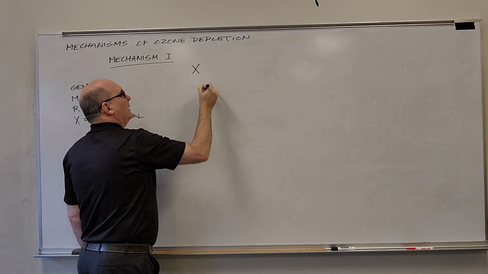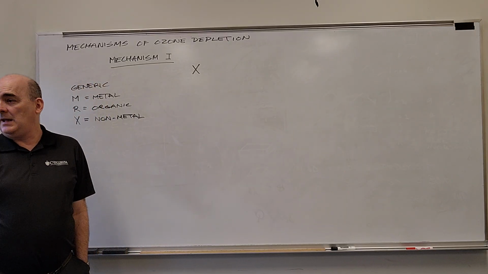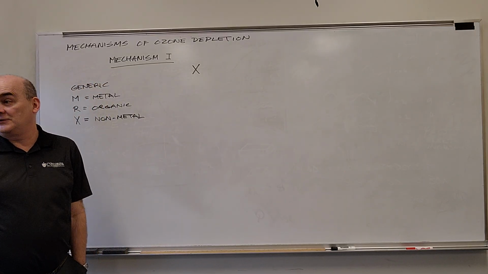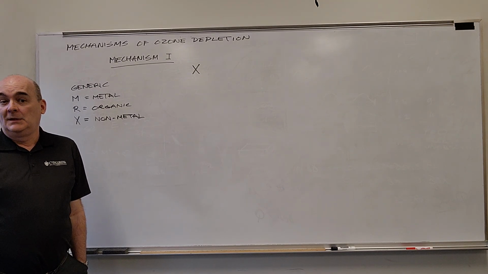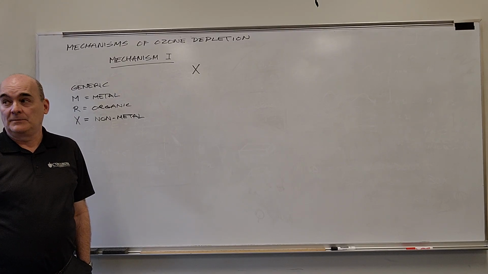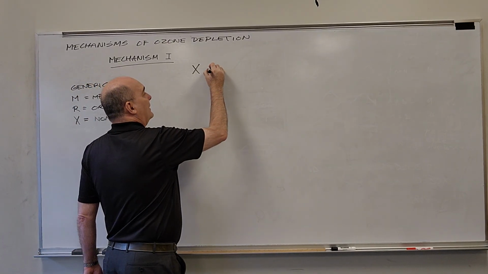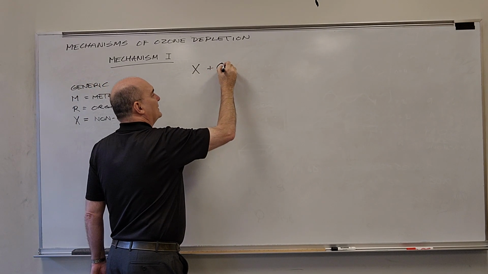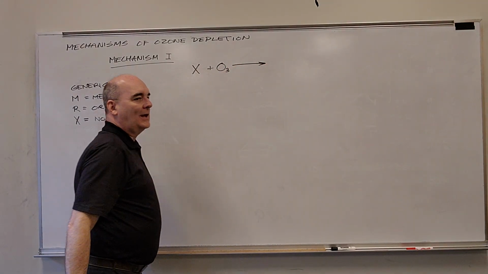Some currently unnamed non-metal elements. Probably chlorine. The big one that we're going to spend time assessing the environmental impact of is chlorine. But it doesn't have to be. It could be a couple of other things. There are a number of other naturally occurring things. And ozone are going to come together.